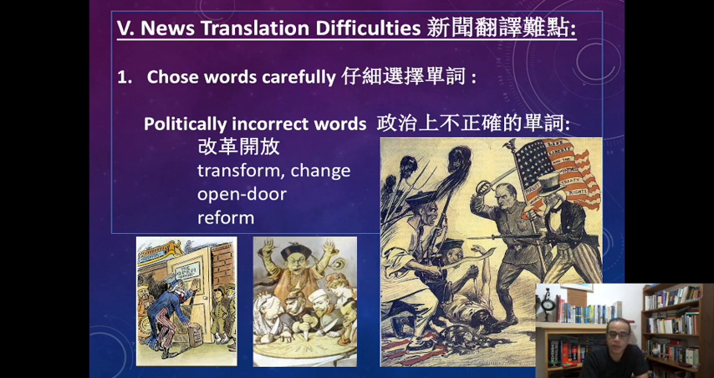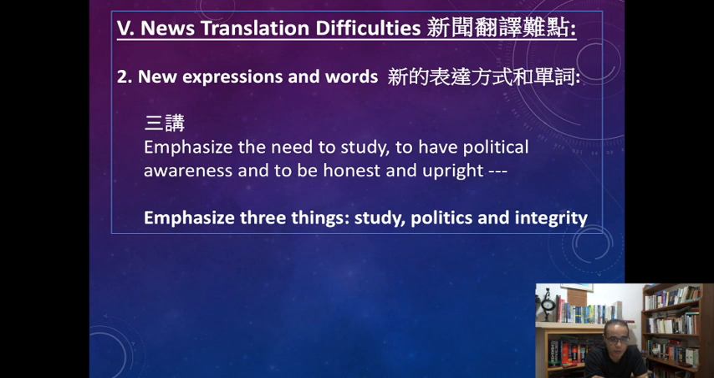There are always new expressions and words you come across to translate, especially in politics, like for example, Sanjiang. How would you translate Sanjiang? Emphasize the need to study, to have political awareness, and to be honest and upright. It's very long, even though in Chinese it's only 2 words. So you can shorten it to say just emphasize 3 things: study, politics, and integrity. You come across all these new expressions in news translation, and you always have to struggle finding the best translation.